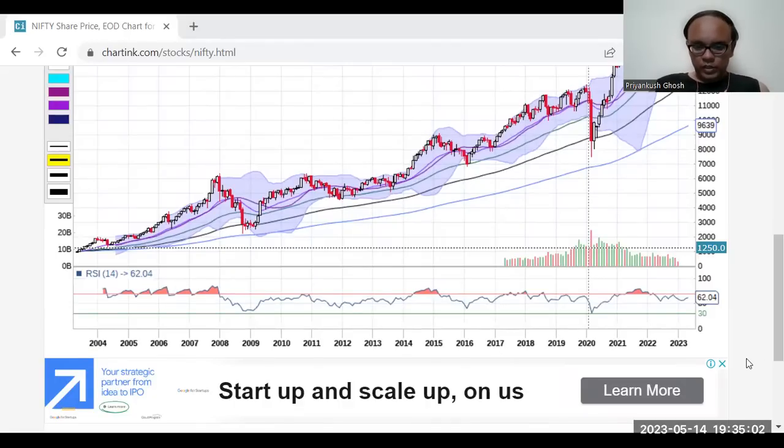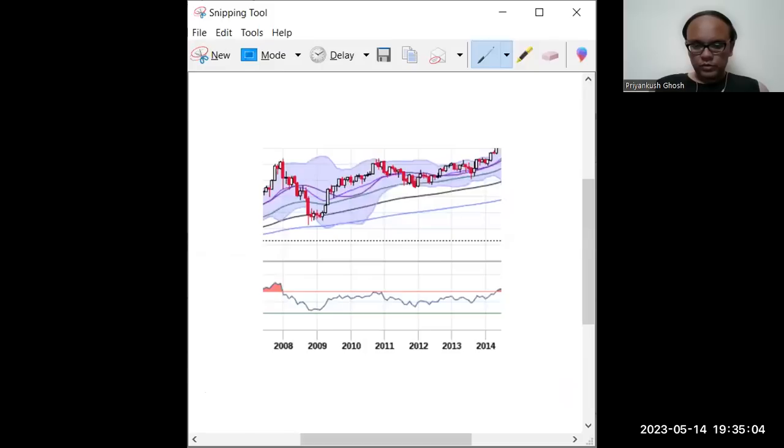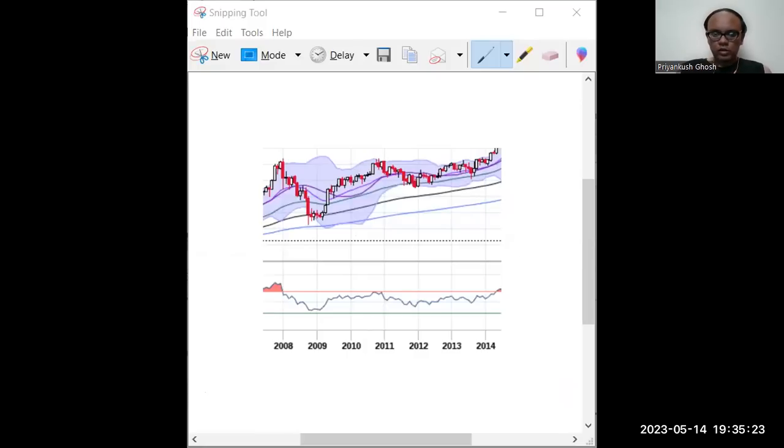I think you are able to see this. So 2008 to 2014, see what happened in Nifty. The market was not going anywhere, right? So this reminds us of the whiteboard, whatever we saw, correct?